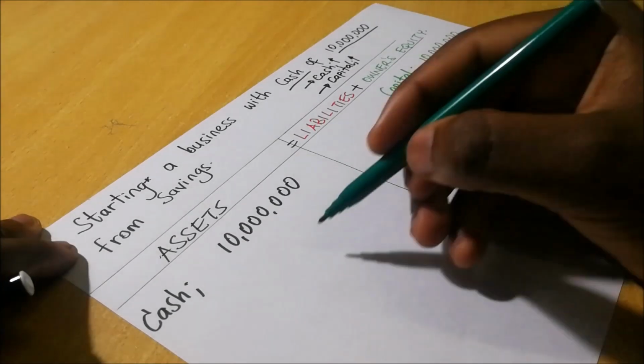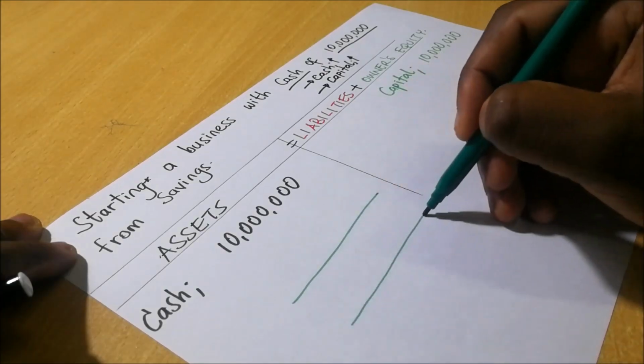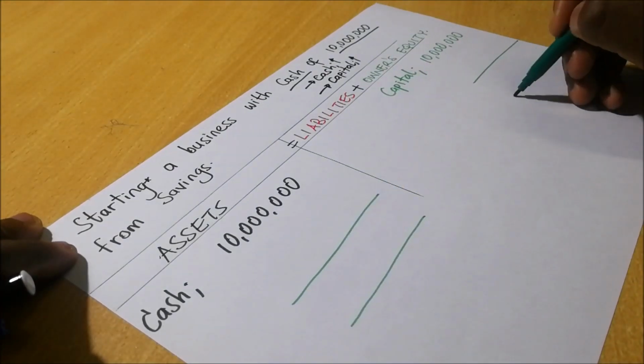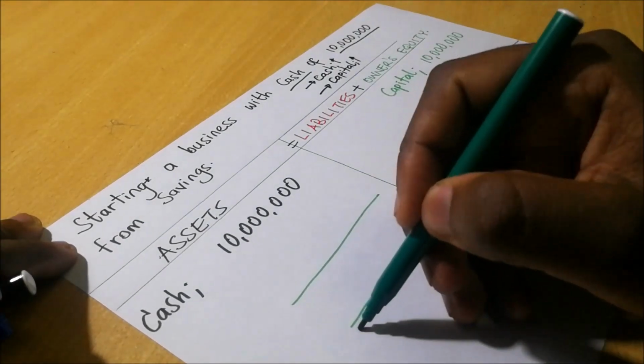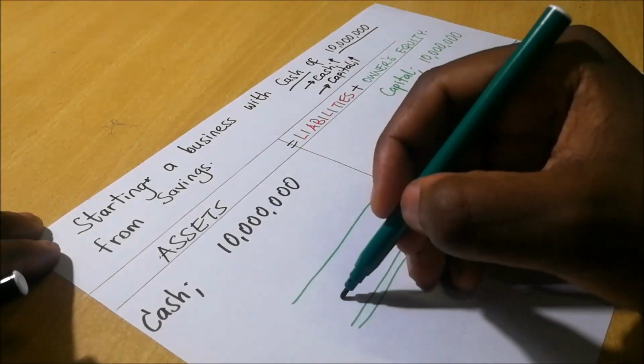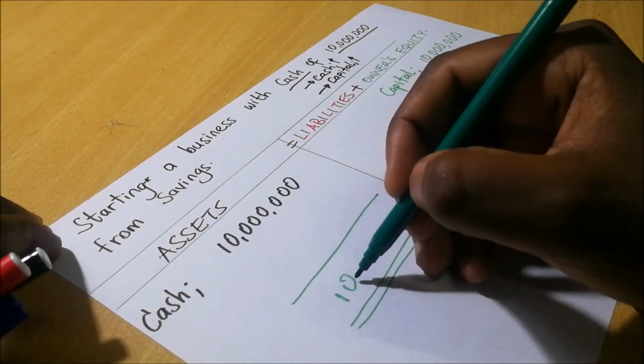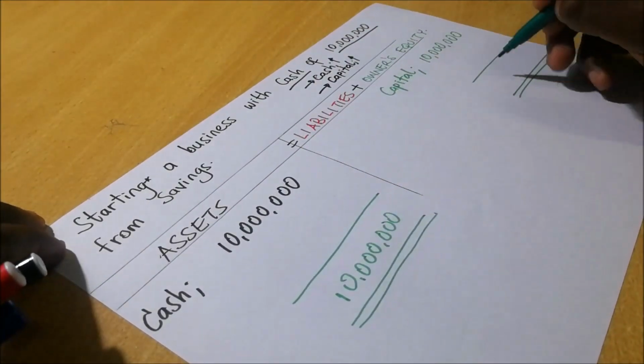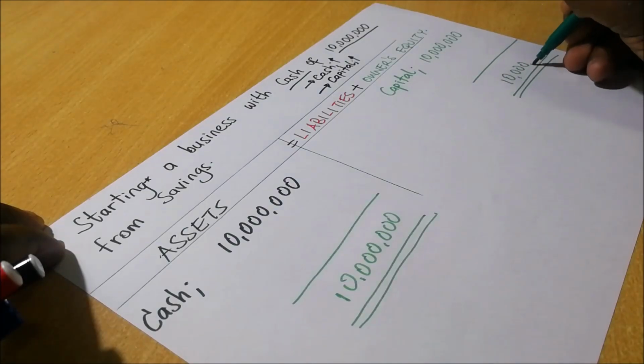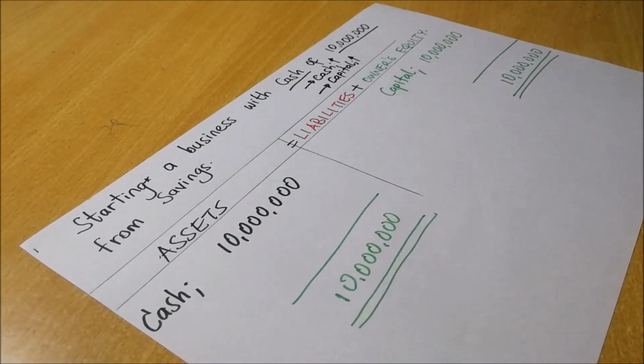And definitely after doing that, we are supposed to make sure that both sides balance. And of course, the asset side is 10 million, and the liability side is also 10 million. So that's it for the first transaction. It is all clear. Now let's move on to the second.